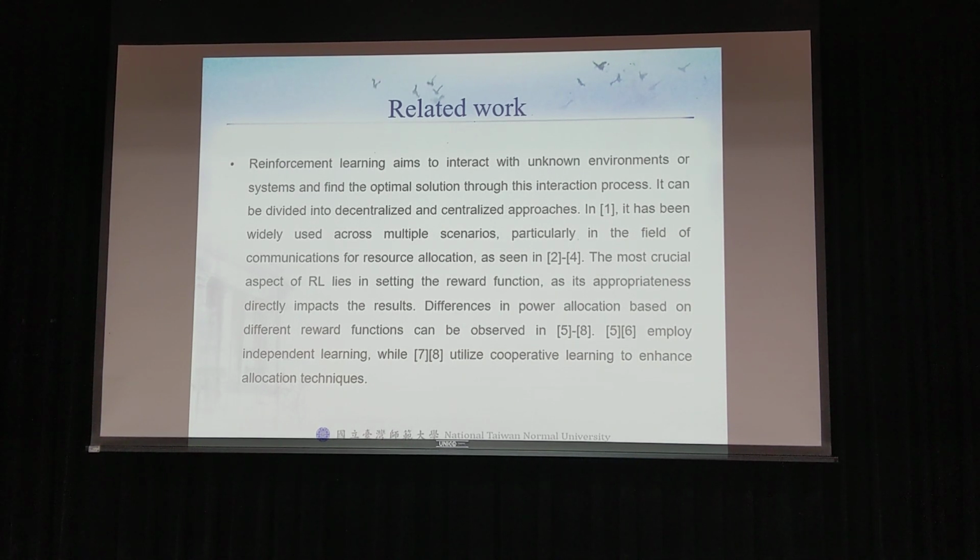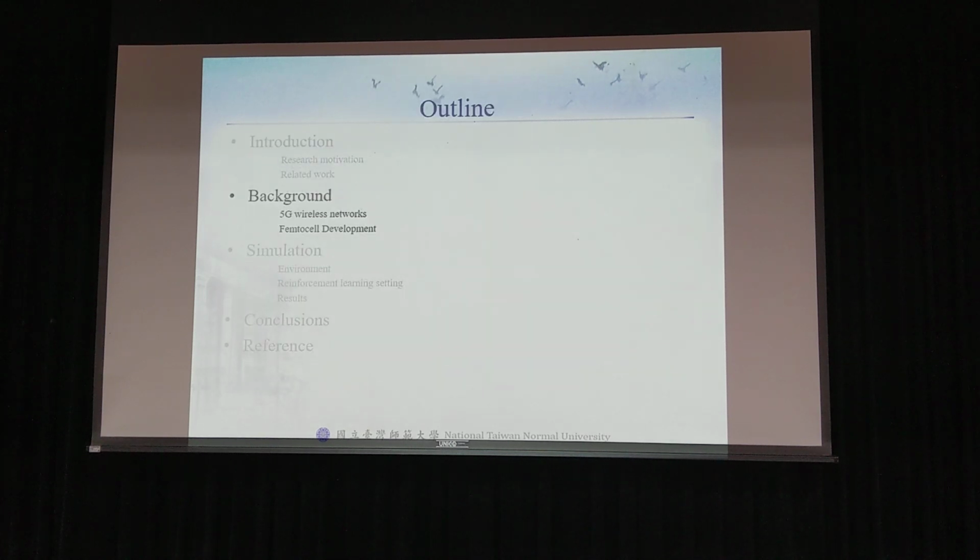The most crucial aspect of RL lies in setting the reward function. The appropriateness directly impacts the result. Different power allocations based on different reward functions can be observed in references 5 to 8. The difference between these is that two references use independent learning, and the other two use cooperation learning.